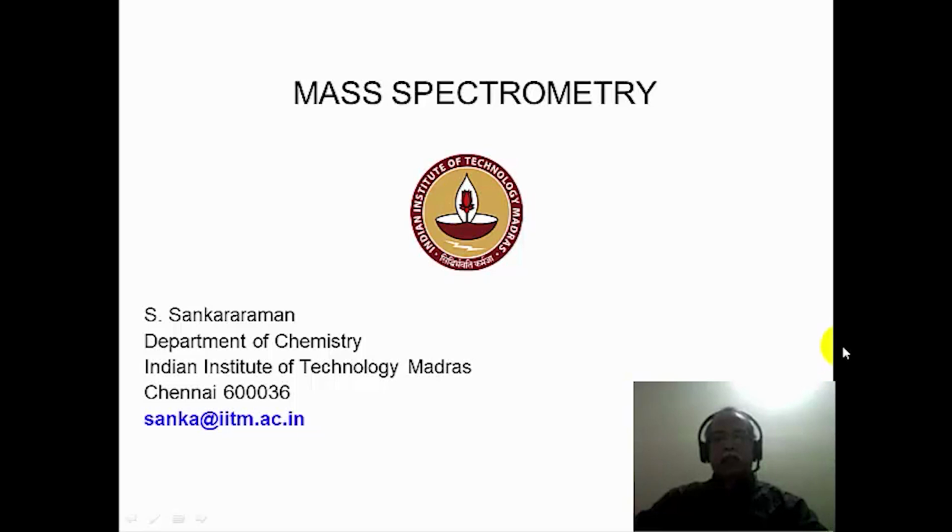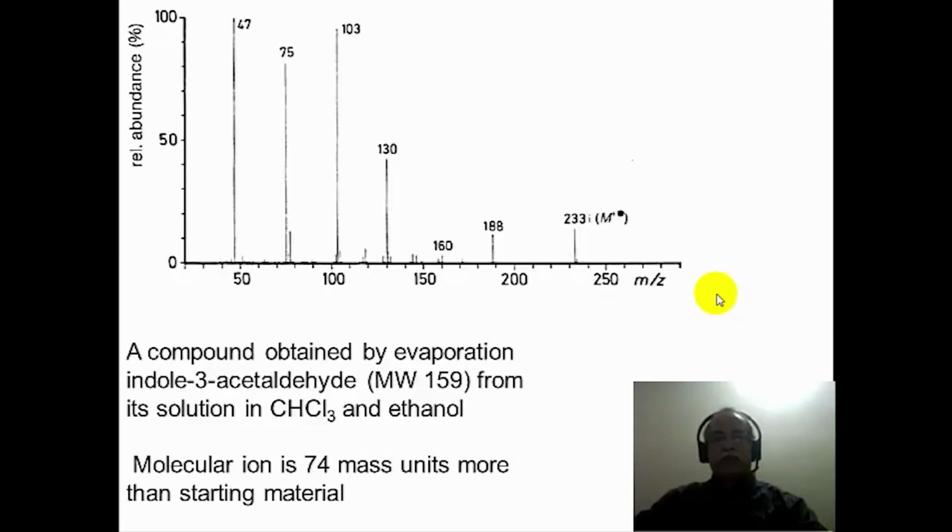This is module 20 of this particular course, and in this module we will have a tutorial session on mass spectrometry. Now in the earlier module we posed a couple of questions and we will see if we can arrive at the structures or the answers for those two questions. The first question is given here. A mass spectrum is given here.